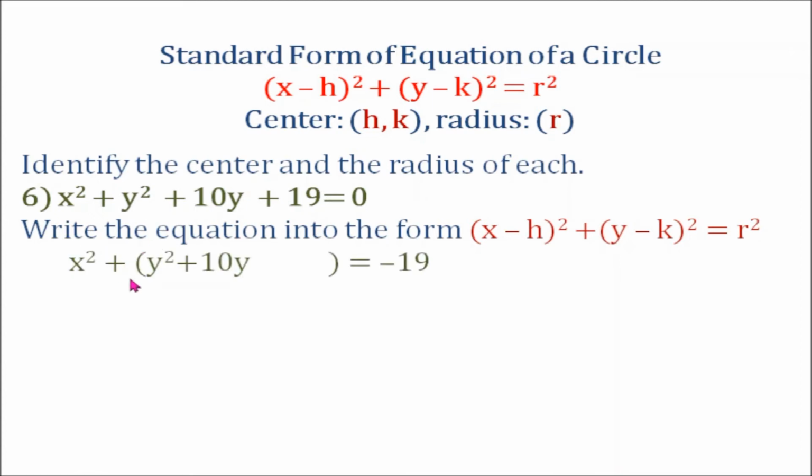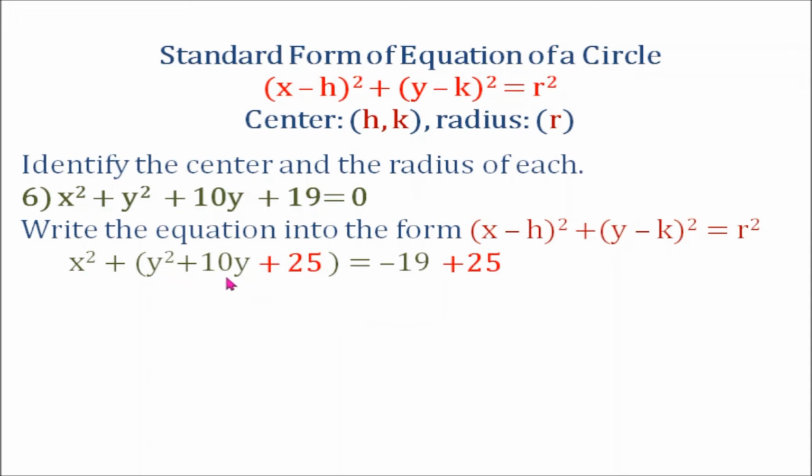So we have here x squared plus, then group together y squared plus 10y, and then we are going to move the constant to the right side. This positive 19 becomes negative 19. Now to complete the square here, we are going to find half of 10, which is 5, and square it. 5 times 5 is 25, so we are going to add 25 here and also on the other side.